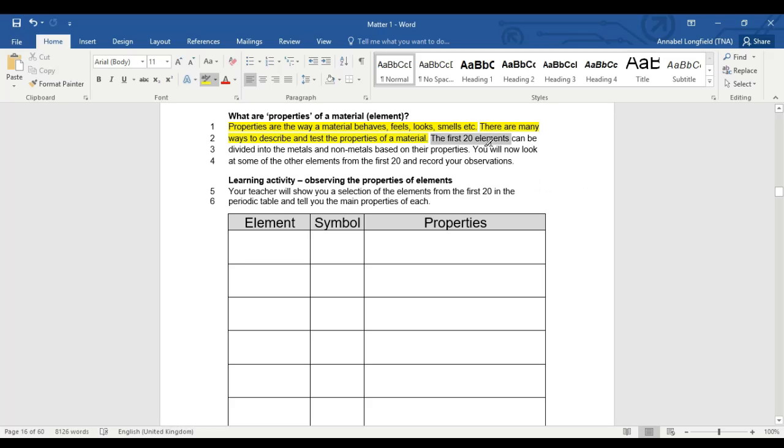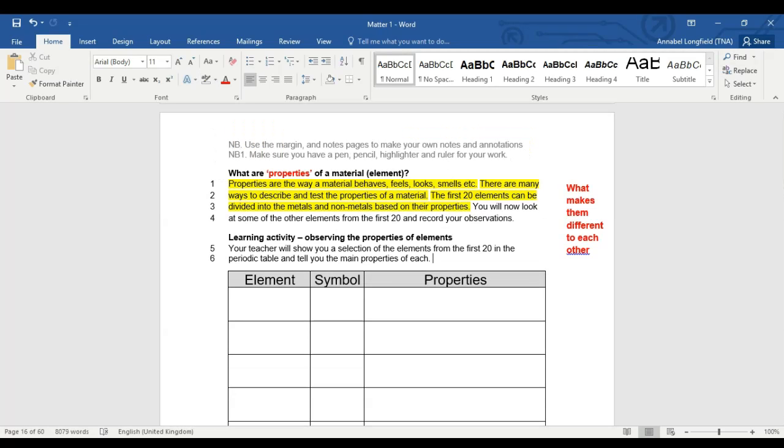The first 20 elements can be divided into metals and non-metals based on their properties. So you can split the periodic table of elements into metals and non-metals based on the way that the materials are. So essentially, properties are what make the elements different to each other. So it's the differences between the elements. Make sure that you make a note of that in your booklet.